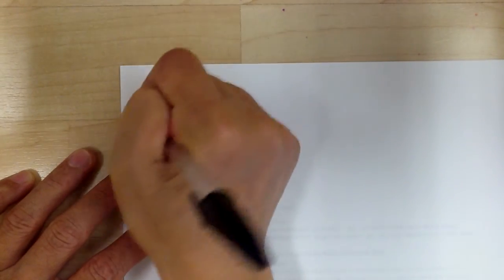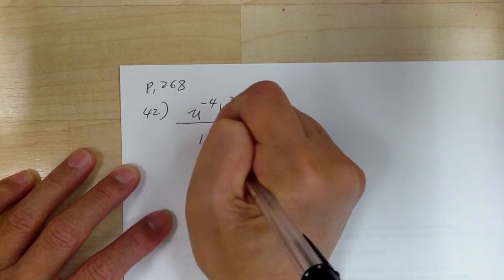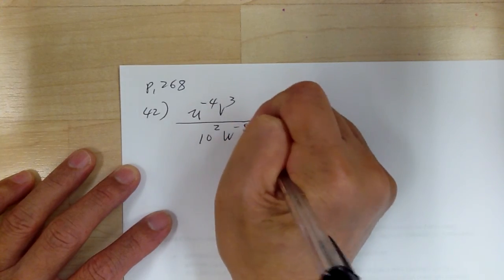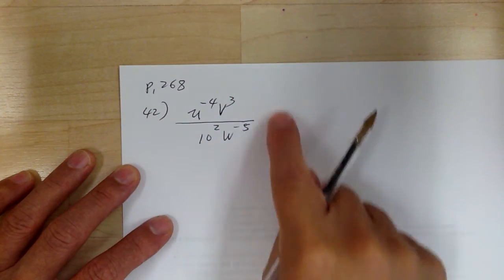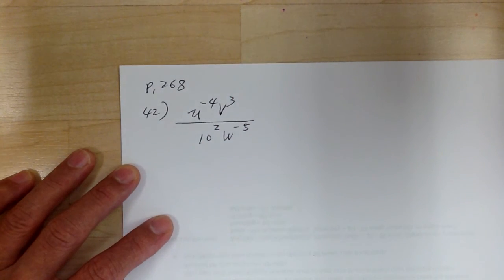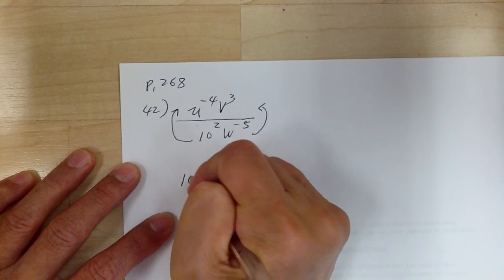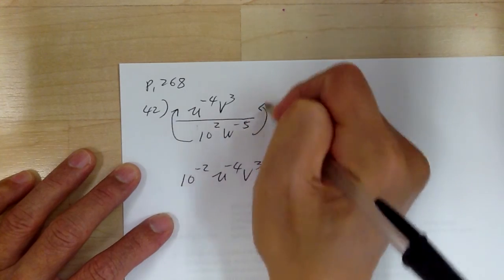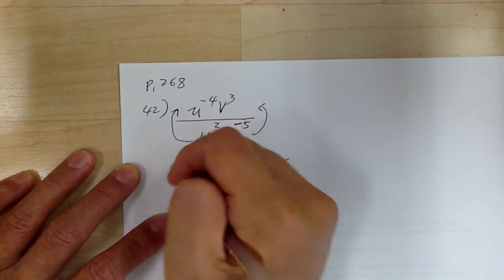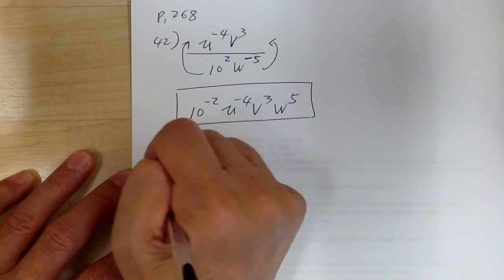Okay, let's go to 42. So you got u to the negative 4 v to the 3 over 10 to the 2 w to the negative 5. So again, you want to get rid of denominators, you want to flip things over. Now when you flip things over, don't put a number in the back. The number always goes before the alphabet. So you want to flip this to the front, flip this to the back. So you're going to get 10 to the negative 2, u to the negative 4, v to the 3, w to the 5. This gets flipped over, so the negative already becomes positive, and that's it. Leave this number alone, just like that.